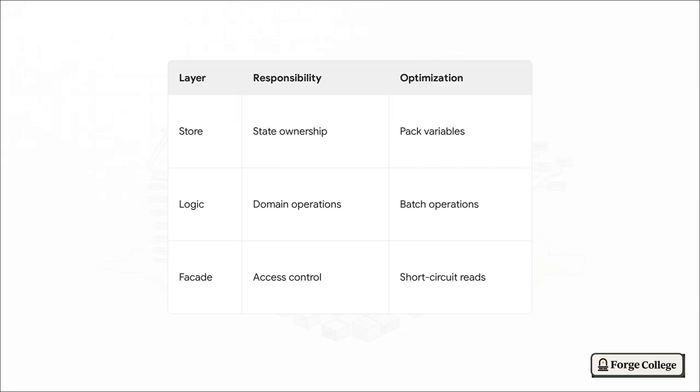And to optimize here, we pack our variables really tightly. Next up, we have the logic layer. This is our chef. It executes all the complex domain operations. To save effort and gas here, we optimize by batching operations together. And finally, the facade. This is our front-of-house waiter, managing access control and the public API. It intercepts user requests. We can actually optimize this layer by short-circuiting reads. That basically means if a request is invalid, the facade rejects it immediately before it even bothers waking up the chef or opening the pantry.